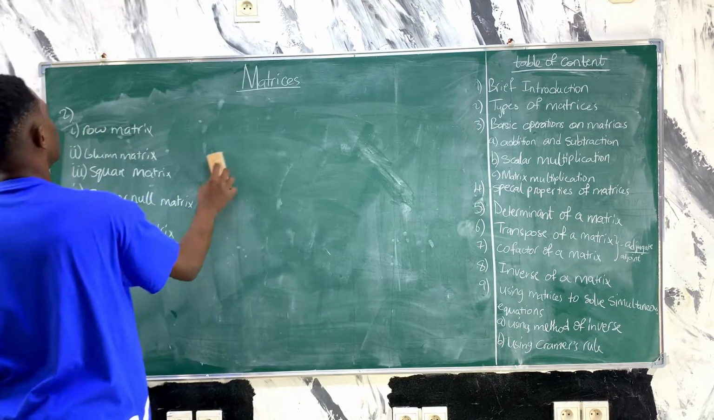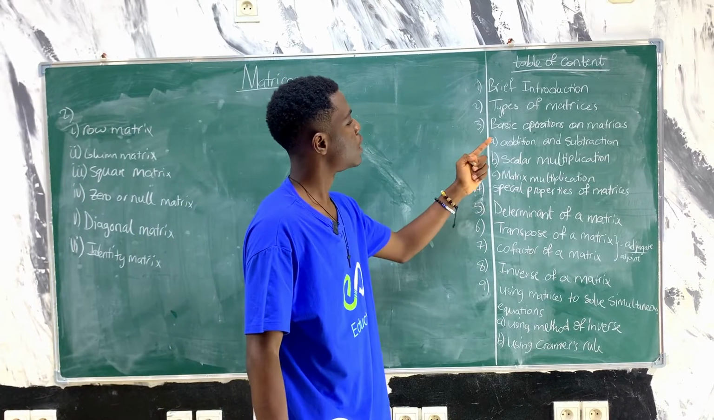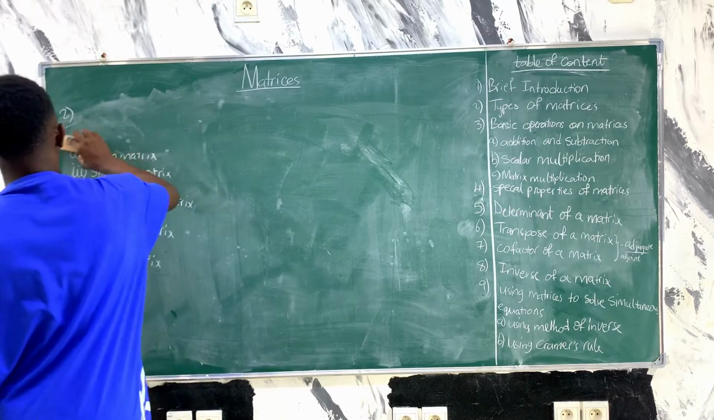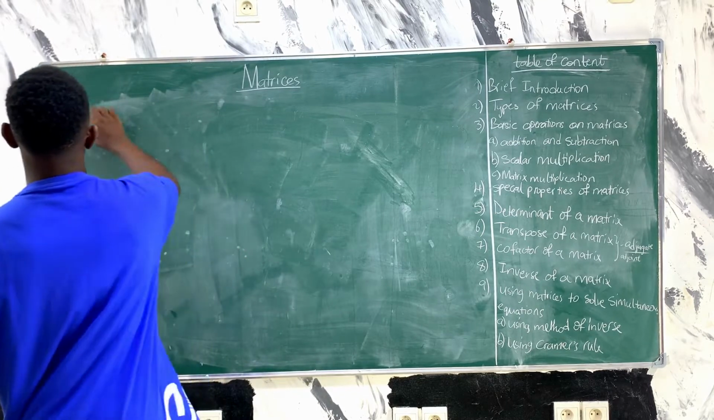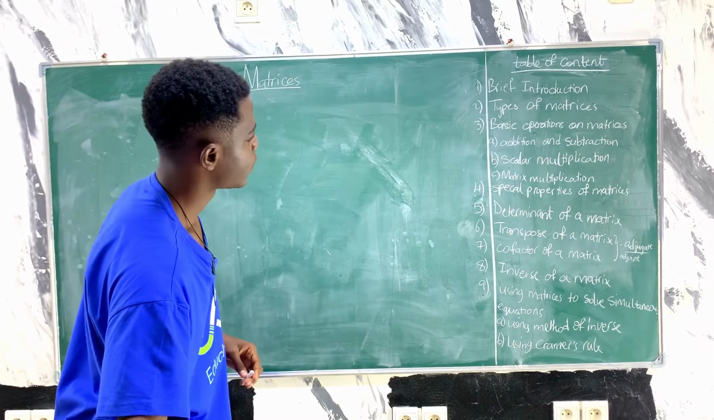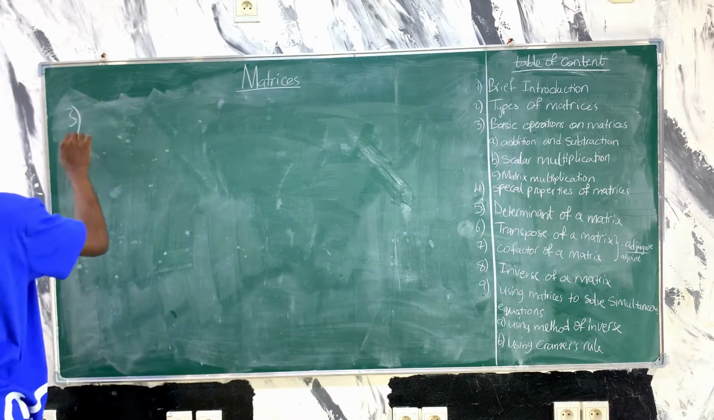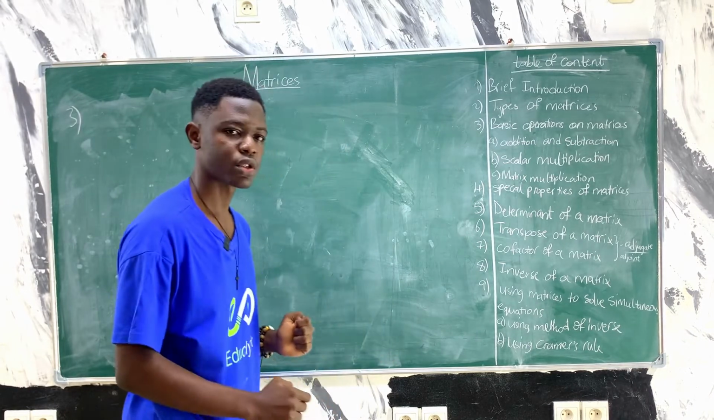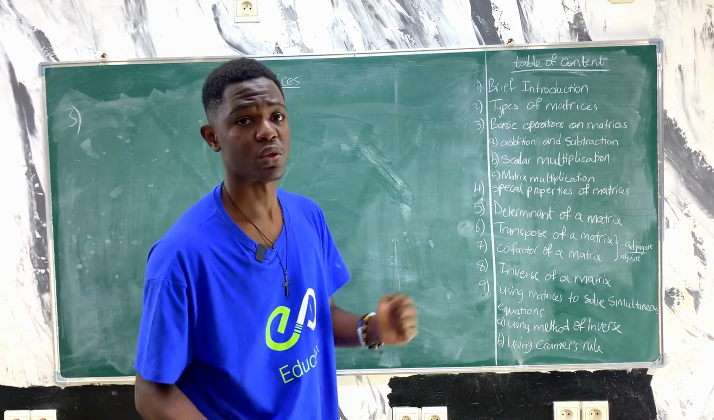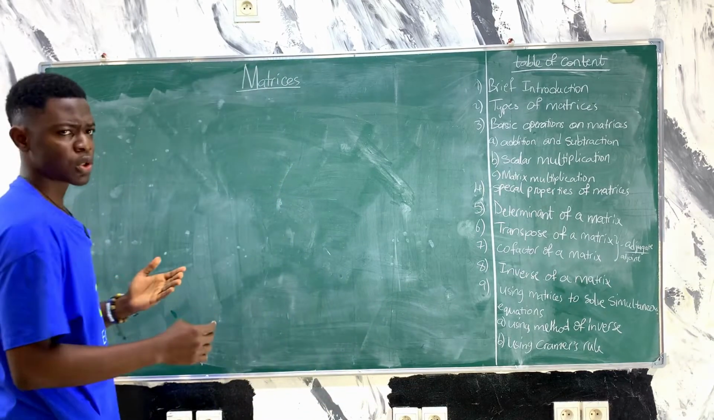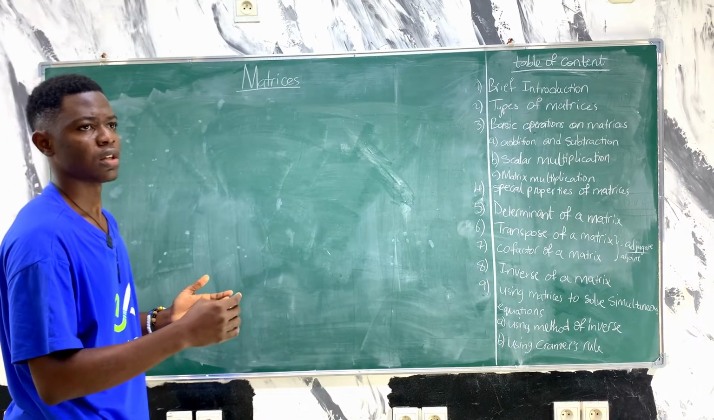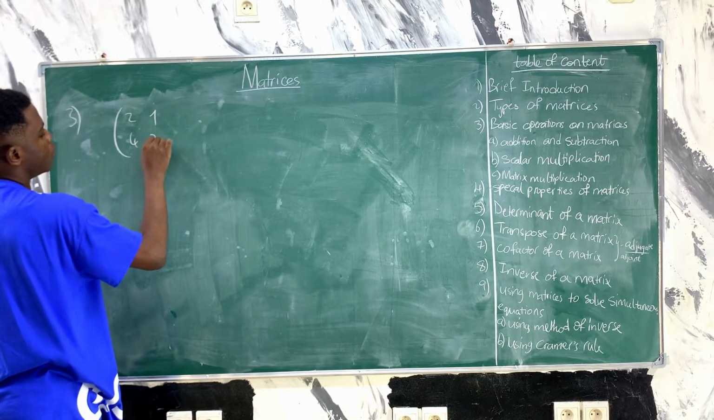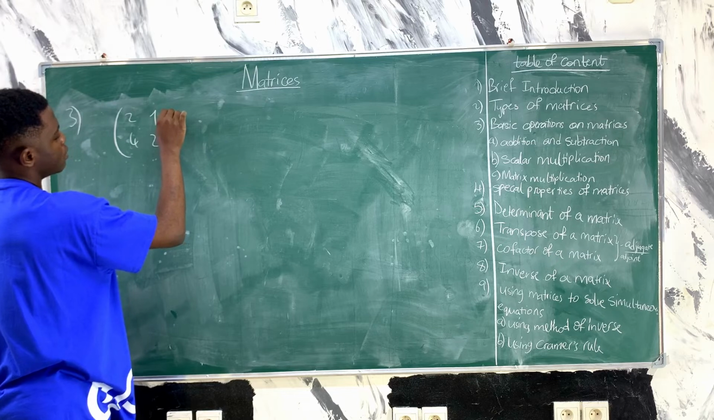So next we are going to look at the basic operations on matrices. So we are on number 3 looking at basic operations on matrices. What are the basic operations on matrices? We have addition and subtraction of matrices. Addition and subtraction of matrices is quite easy. You have 2, 1, 4, 2, maybe.